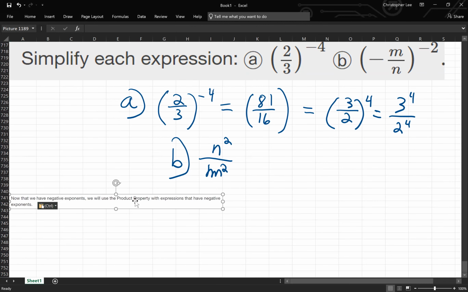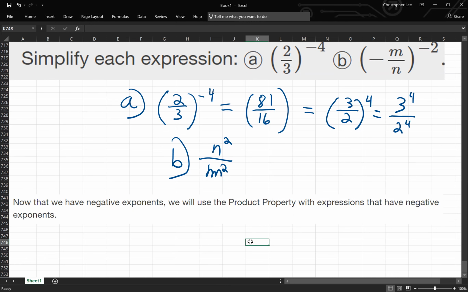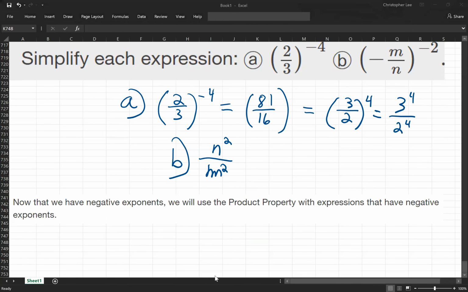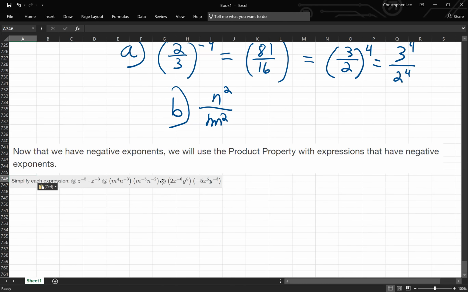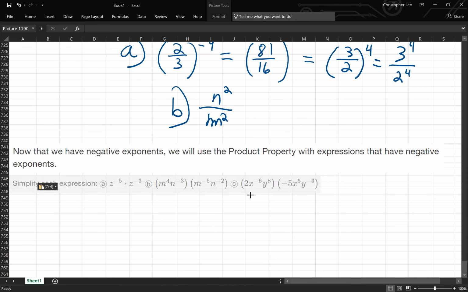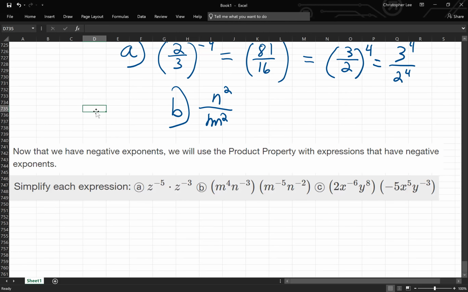That being said, now that we have negative exponents, we will use the product property with expressions that have negative exponents. Let's just jump in and take a look. Here's an example of what I'm talking about.